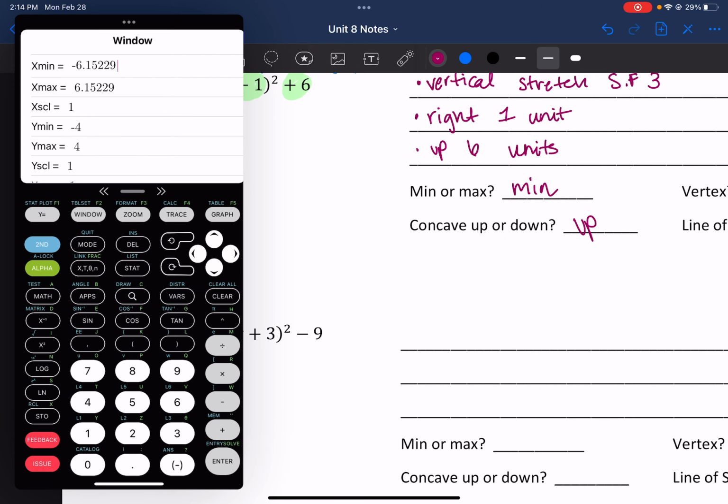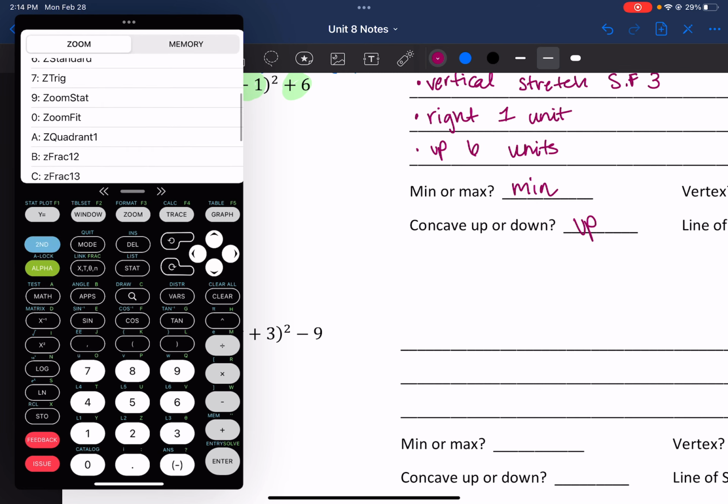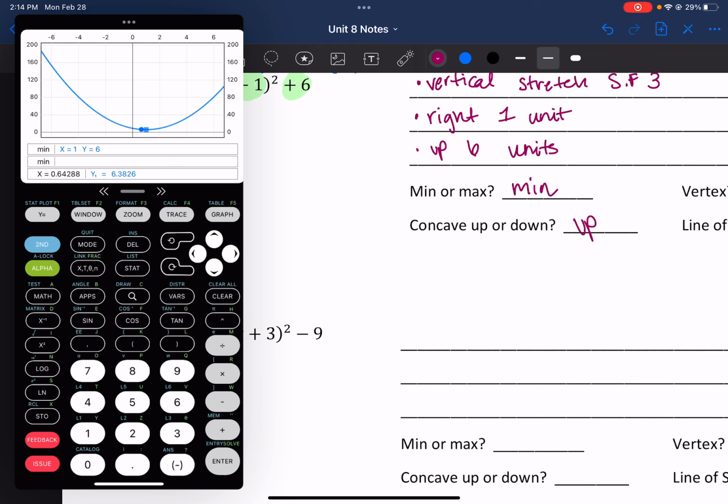Jeez. Window. Sorry, I'm so sorry. I'm missing something. Zoom fit. There we go. Whew. All right. Zoom fit. Sorry, I messed up. I want to record this video over, so let's keep going.